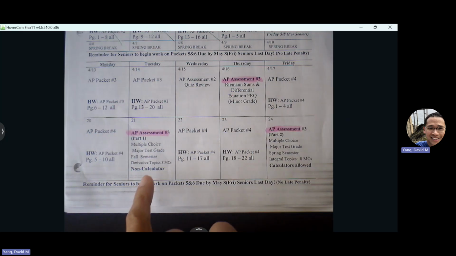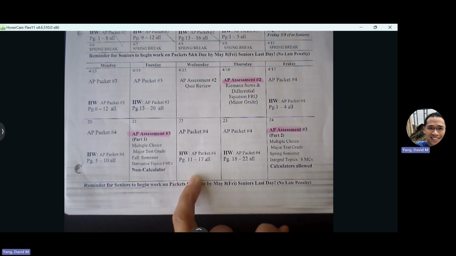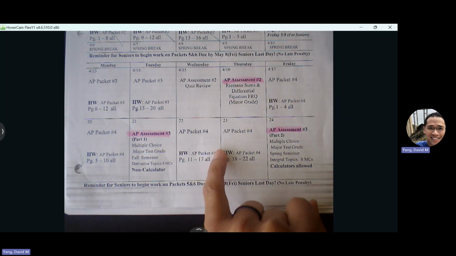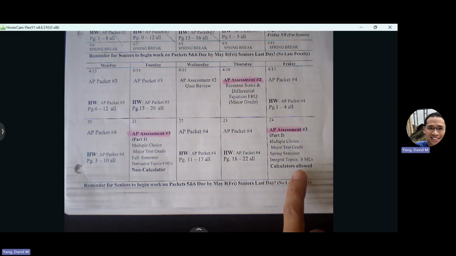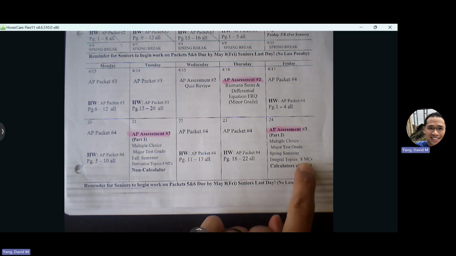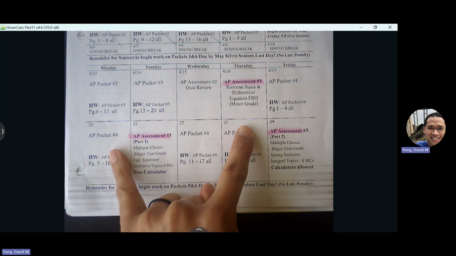And then that'll be a Tuesday. And then Wednesday, Thursday, we'll practice through second semester content, integral, u-substitution, all those topics. And those will be spring semester topics. And the multiple choice test for second semester topics will be next Friday, 8 multiple choice questions as well. This is with calculator. So this is 25 points, this is 25 points, add that together, that's 50 points. And then the other 50 points is coming from packet 4.